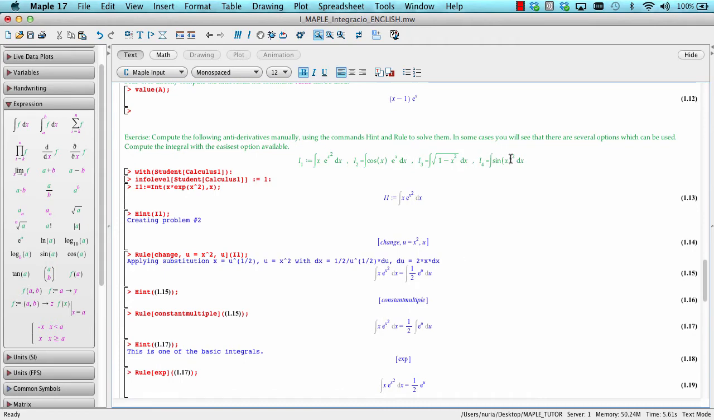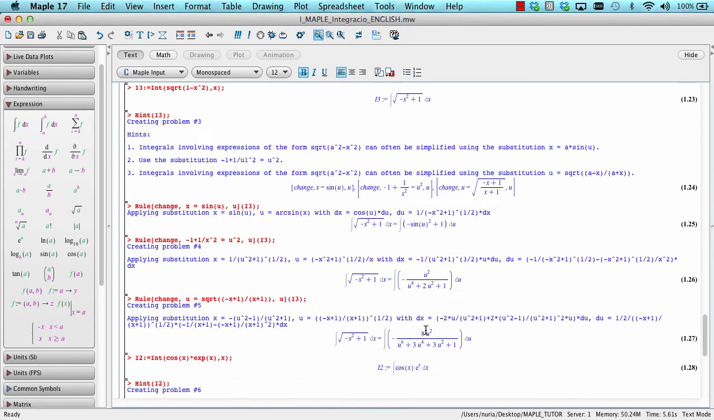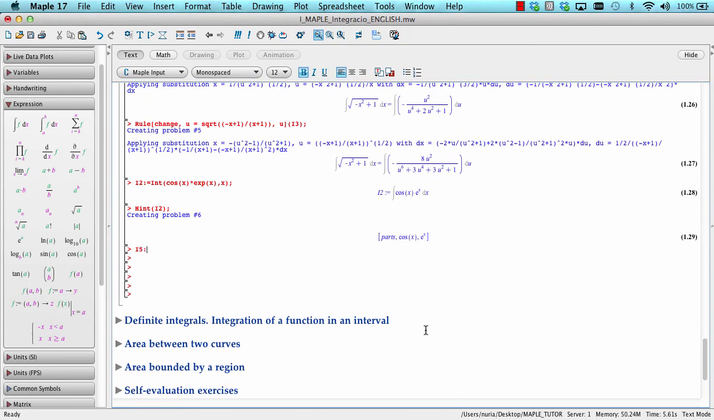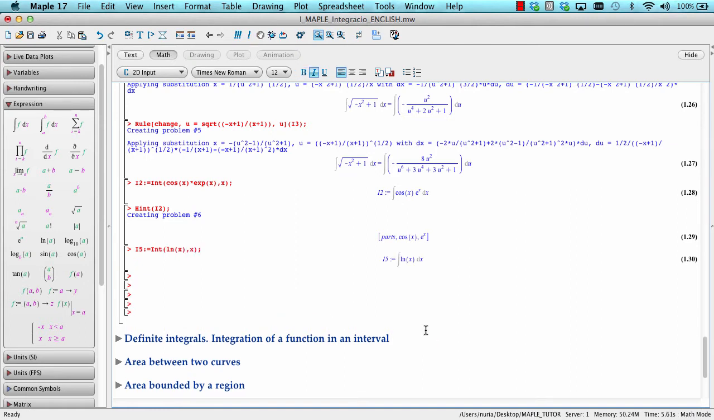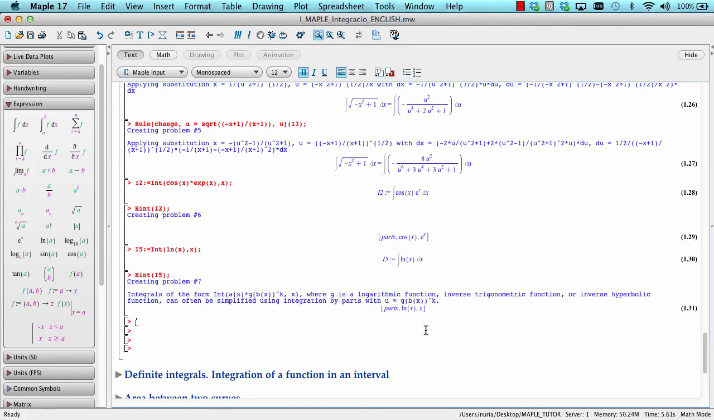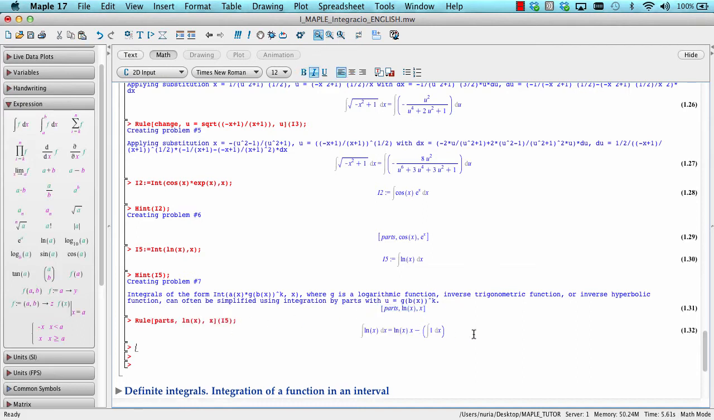You can also check this sine of square function. So let's put another integral which usually you don't know how to solve. The logarithm, if you ask for help, you see that you have to apply parts. And then you can do this if you want, rule on I5, and see what you should get after applying the parts command.